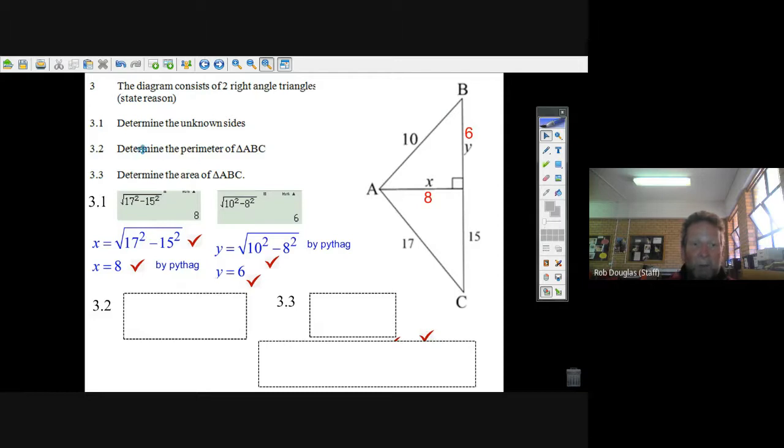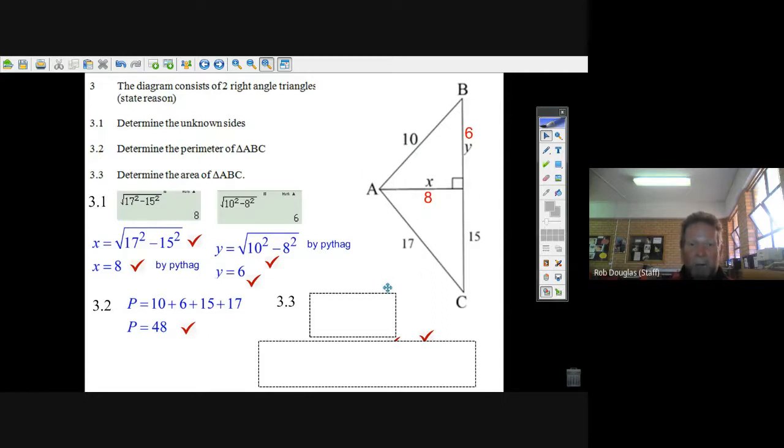Now it says determine the perimeter of triangle ABC, that big triangle. That means what's the distance on the outside all the way around, not through the middle, all the way around the outside. So you go 10 plus 6 plus 15 plus 17. You just put those numbers together. And I think you get 32 and 16. The perimeter is 48 units. And that's just a mark for adding up the stuff on the outside.